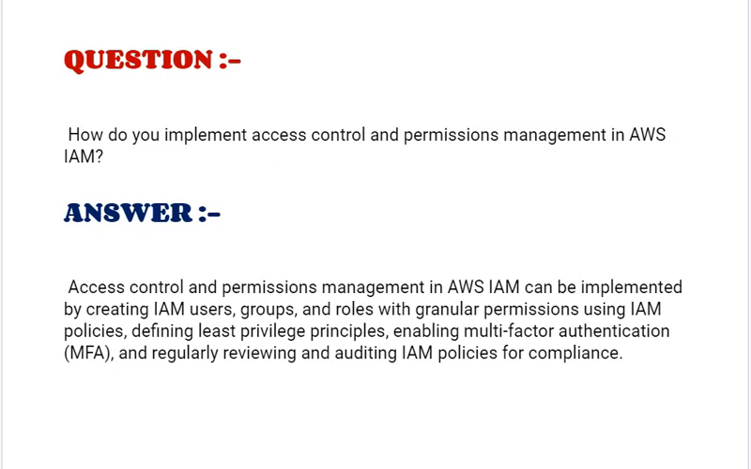Our next interview question is: how do you implement access control and permissions management in AWS IAM? Your answer should be: access control and permissions management in AWS IAM can be implemented by creating IAM users, groups, and roles with granular permissions using IAM policies, defining least privilege principles, enabling multi-factor authentication (MFA), and regularly reviewing and auditing IAM policies for compliance.